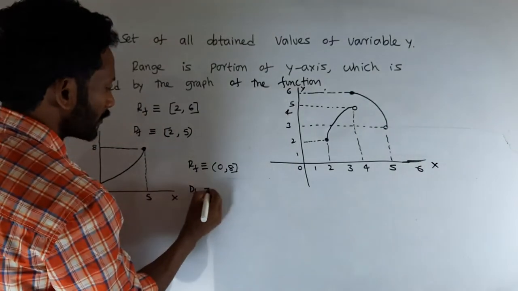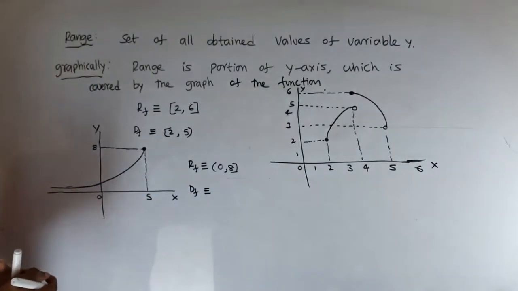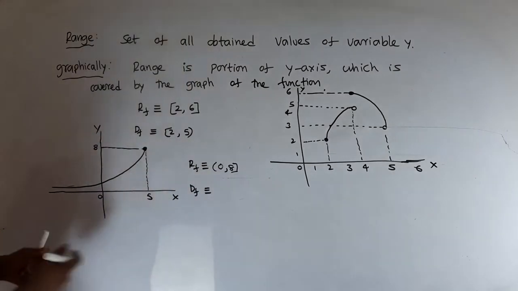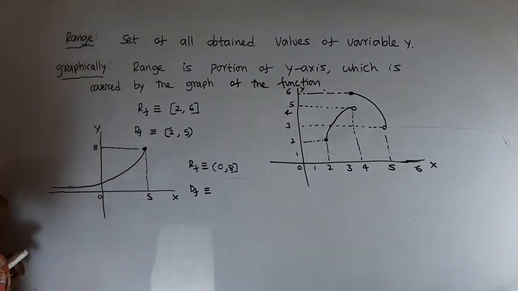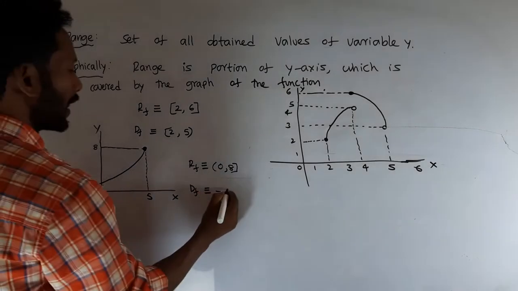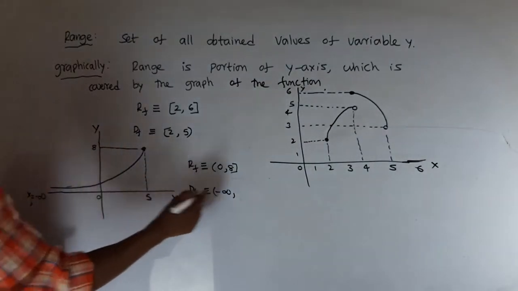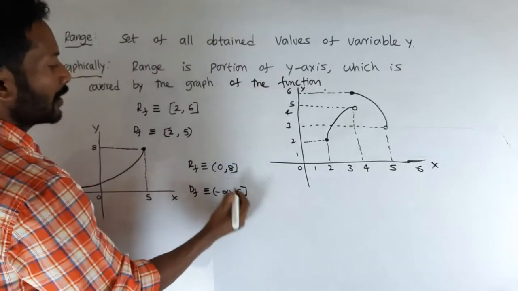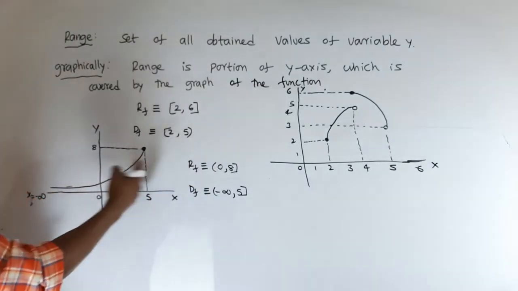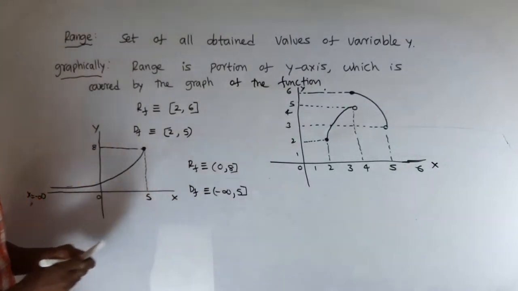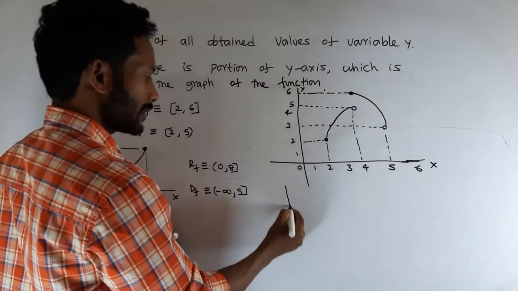What is the domain of this one? Domain is the portion of the x-axis. This one approaches minus infinity. Here x equals minus infinity. So open interval minus infinity to 5. This is closed interval 5. So that is the range of the function and the domain of the function. I hope this is clear. One more example, a simple example.